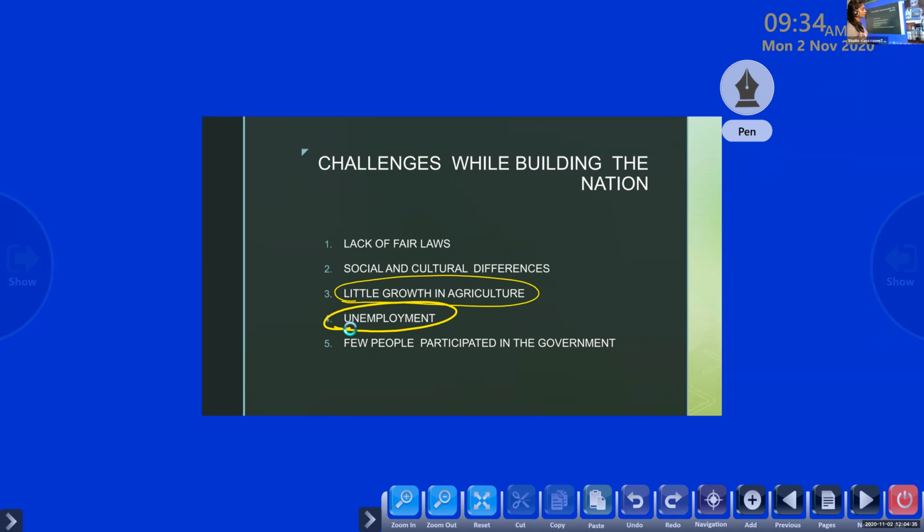If the people of India have a job, they can look after their family. They need to get a salary, right? Yes, ma'am. If they have a salary, they can take care of their family members and all. But most of the people during that time lived in poverty.